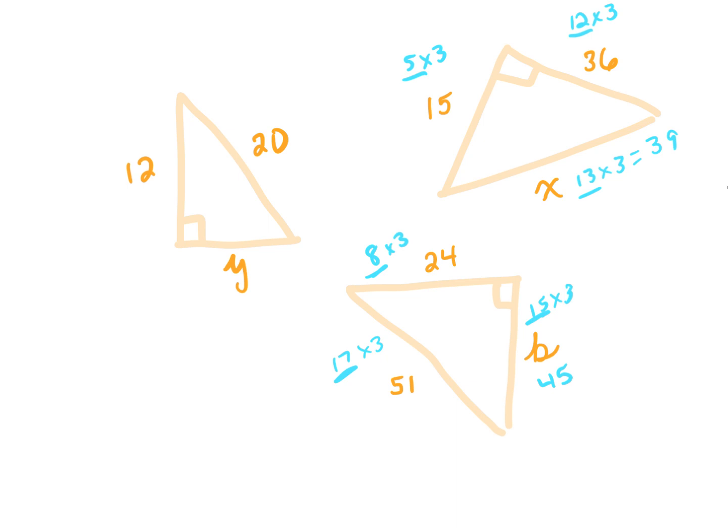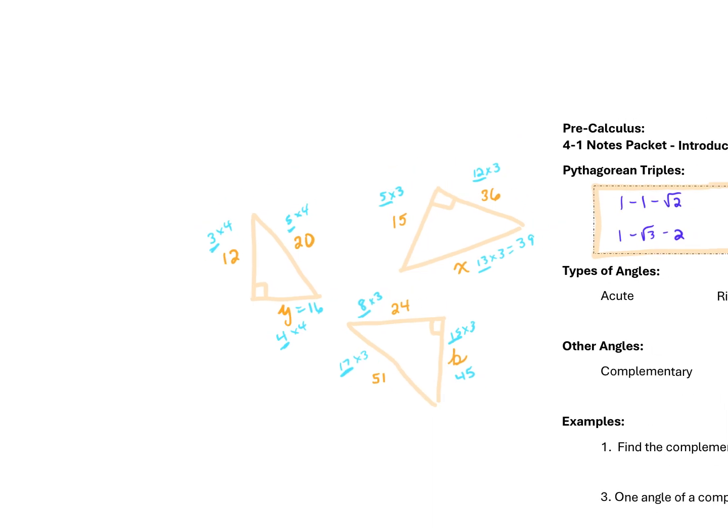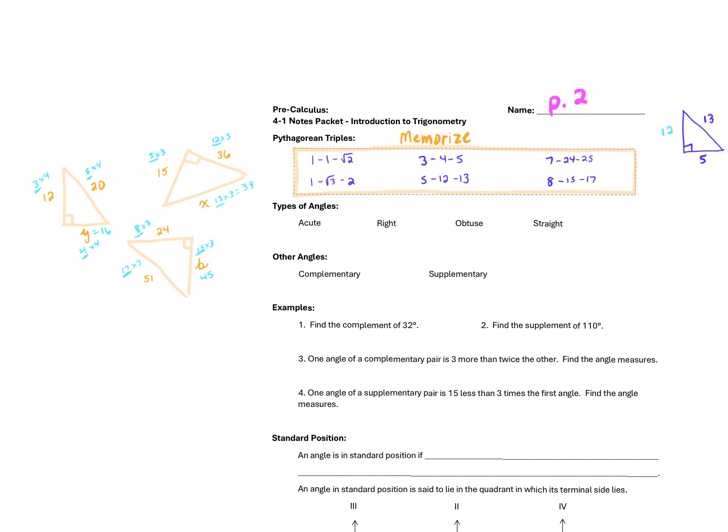Yep, that's a 3, 4, 5, right? This is getting multiplied by 4. This is getting multiplied by 4. So if we do 4 times 4, it's a 3, 4, 5. If we do 4 times 4, then y is equal to 16. Okay, so memorize those triples, and we will practice more with finding lengths of sides of right triangles over the course of the next couple of days also, okay?